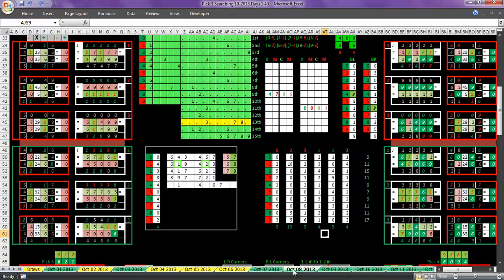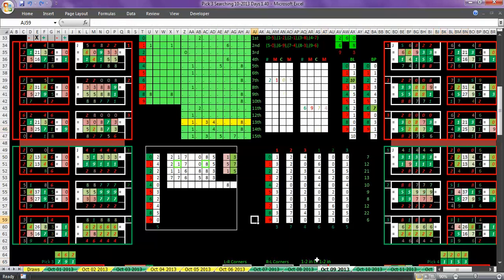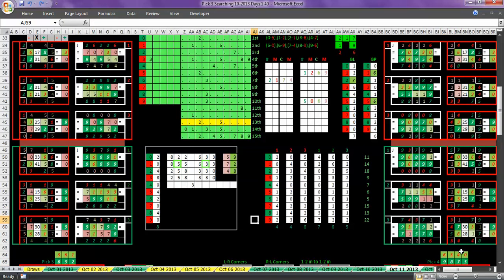The 8, we had 8, 6, 9, 1. There's the 9 and the 6, or the 6 and the 9, either one. Both showing here. Here's the 9th, the 1 and the 5. The 10th. There's 3905, there's 9 and 3, 4, 9 and 3. The 11th, which is 9875. Here's your 5 and your 9.